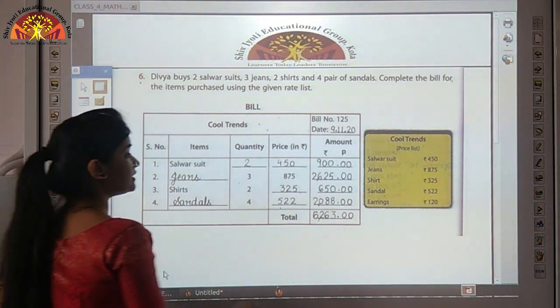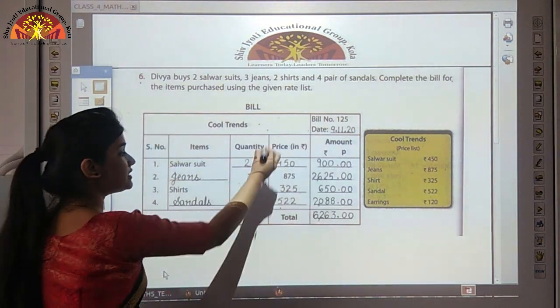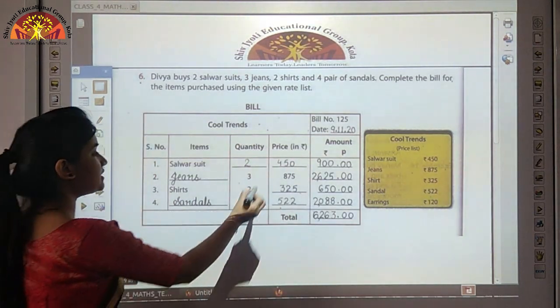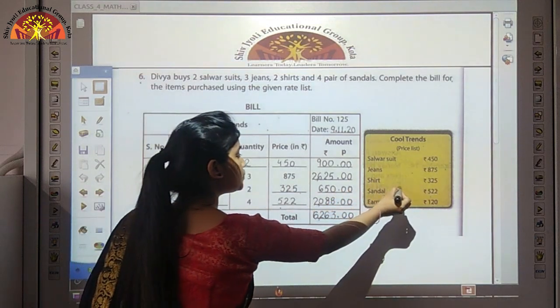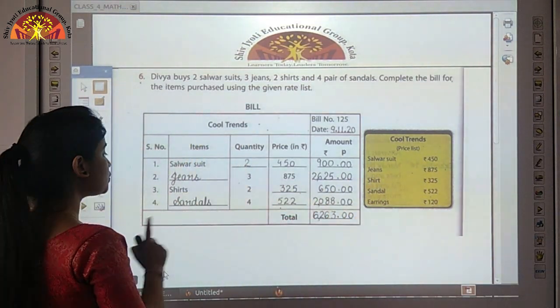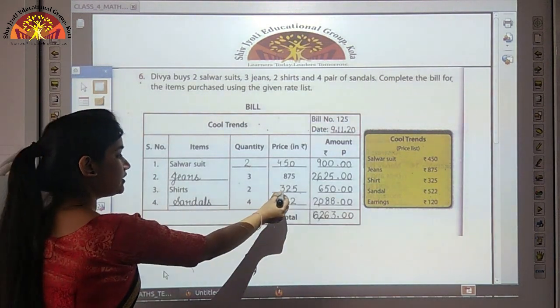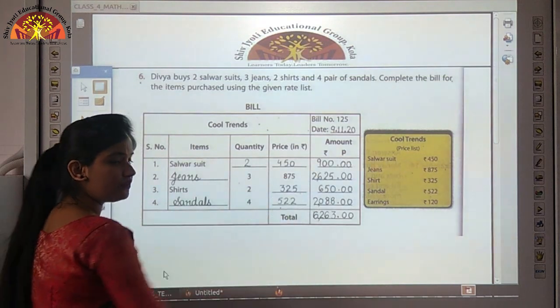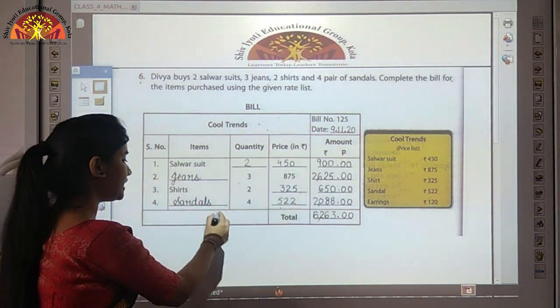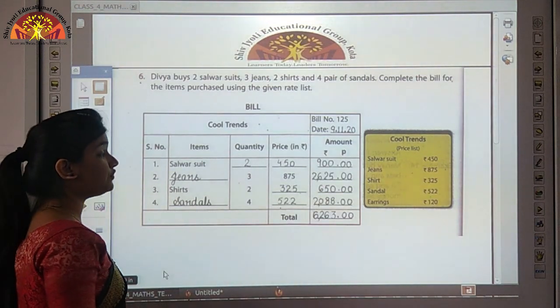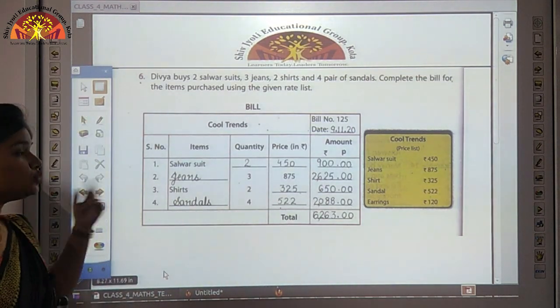Now next is price in rupees, and this is the cost of one quantity. Quantity of 1. So we can see the cost of one salwar suit is rupees 450, so we have written 450. Cost of one shirt is 325 and cost of one jeans is 875. Cost of one pair of sandals is 522. Okay students, but we have to find the cost of 2 salwar suits.